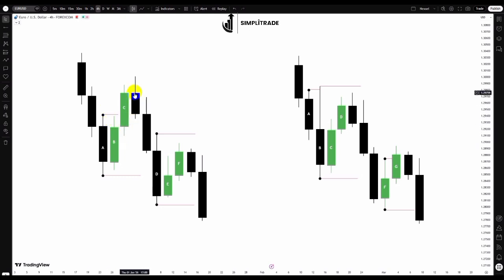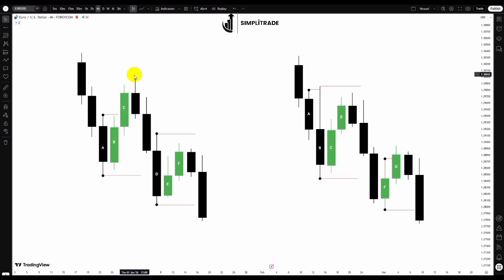So for you to establish a valid pullback, it means that the corrective movement must take out the high of the last candle that created the low. That is in a bearish market condition. We're going to look at this from a bullish market condition, but let's pay attention to the bearish side of this particular example. So we can see now that candle C traded to the upside, taking out the high of candle A. So we have a valid pullback.